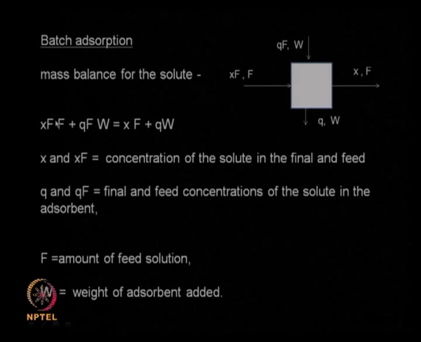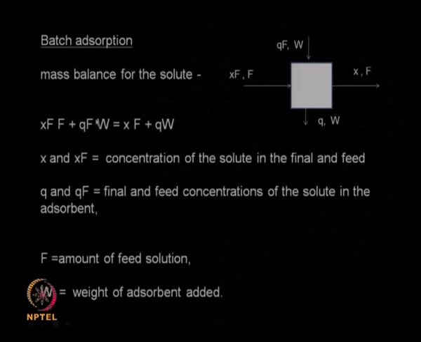Like I explained in the previous class, xf is the concentration of the solute or the adsorbate in F, your feed solution, and similarly you have x, the concentration of the solute or adsorbate leaving, and F again is your feed solution. We will assume that there is no change in the amount of the feed solution. Then you are adding an adsorbent of quantity W with a certain concentration of the solute already adsorbed on it, but generally if you are taking a fresh adsorbent, qf will be 0. On the right hand side we have another term, the amount of adsorbent leaving the stage and the concentration of the solute or the adsorbate that has been taken up by the adsorbent.